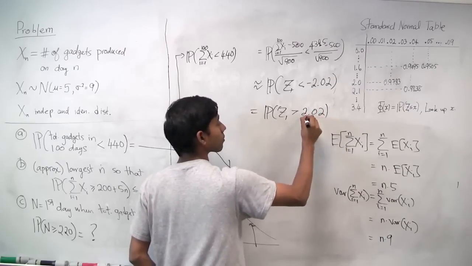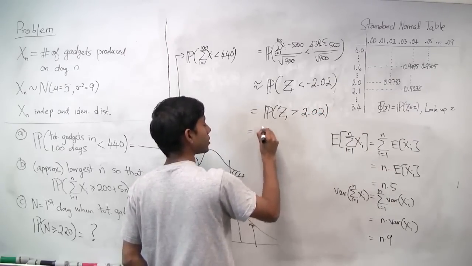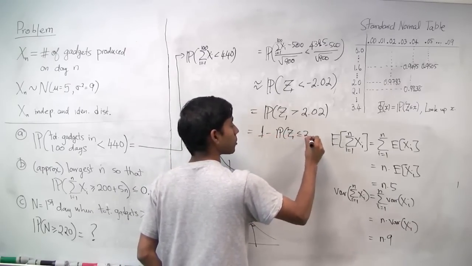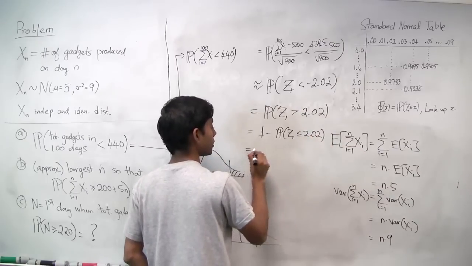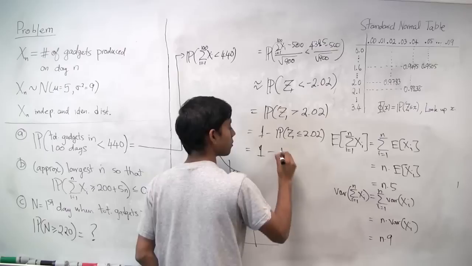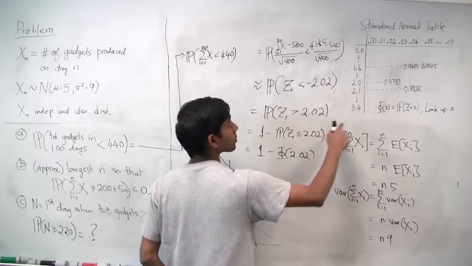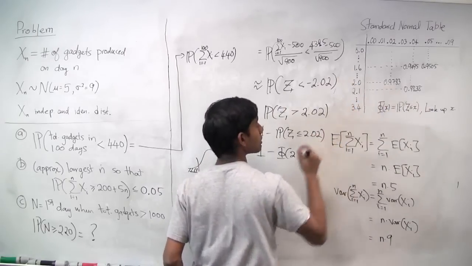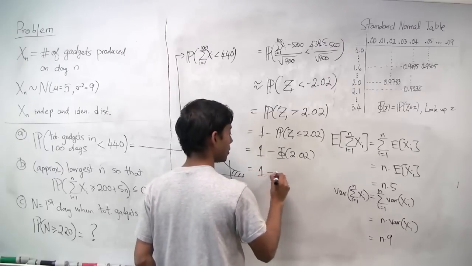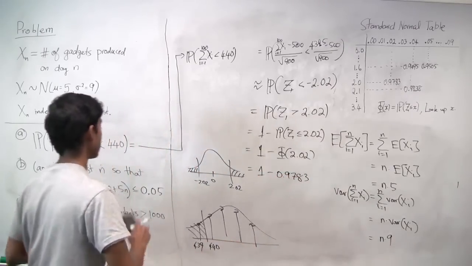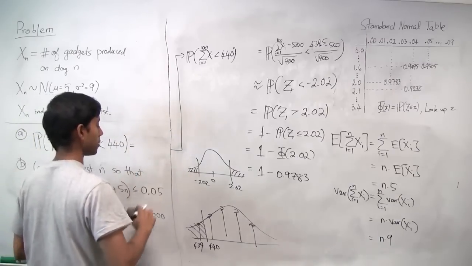That's just 1 minus the probability that Z is less than or equal to 2.02, and that's, by definition, phi of 2.02. If we look it up on the table, 2.02 has probability 0.9783, and we can just write that in. That's the answer for part A.